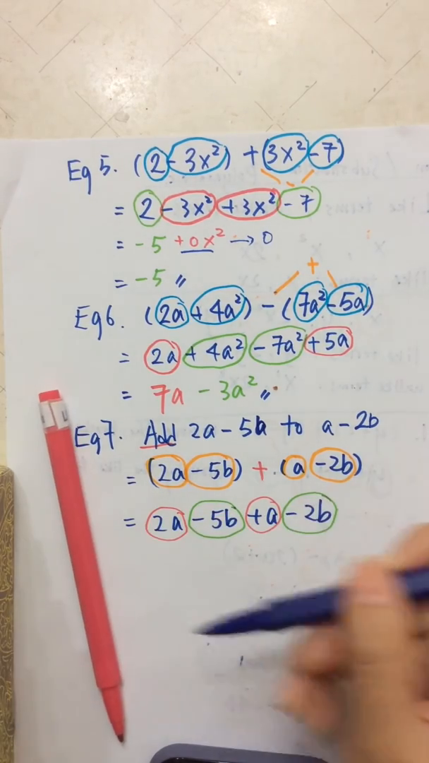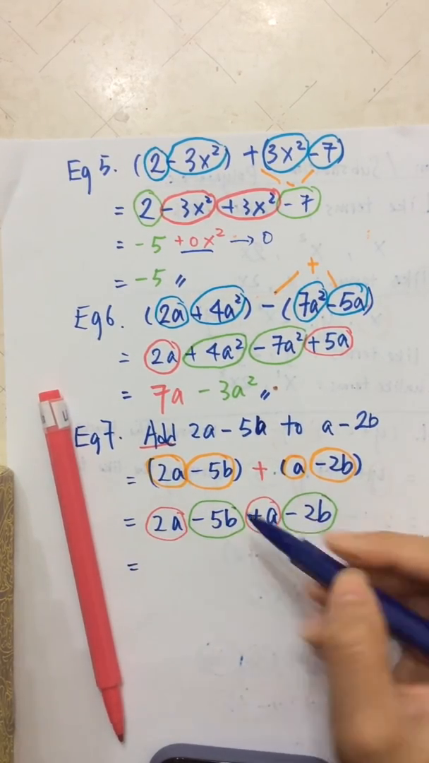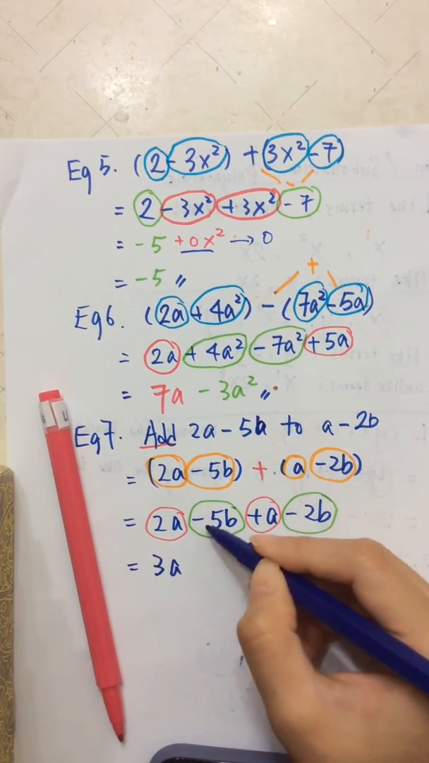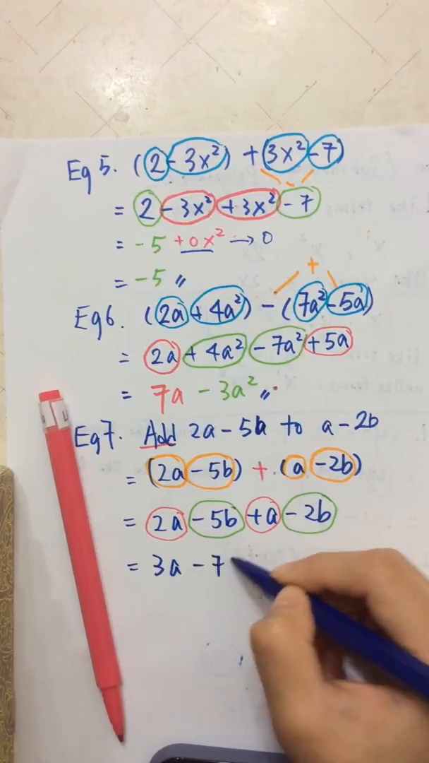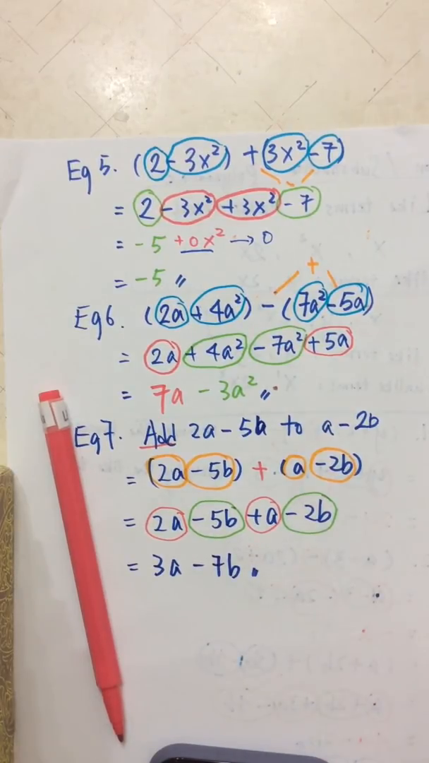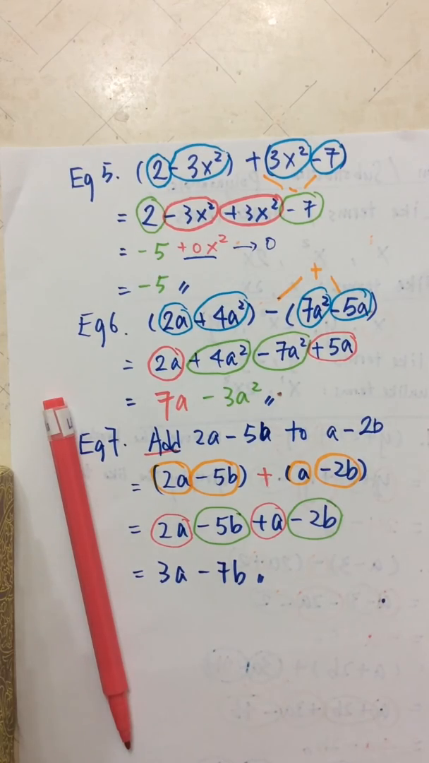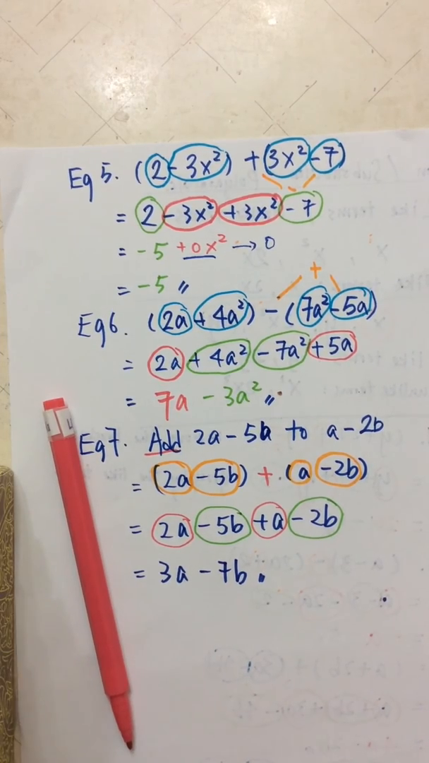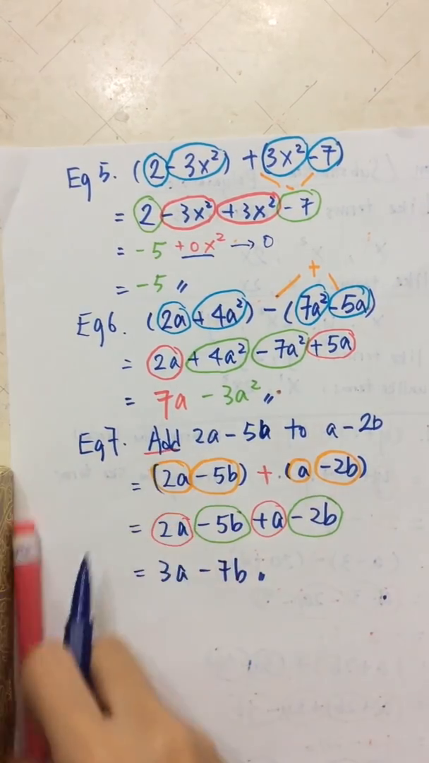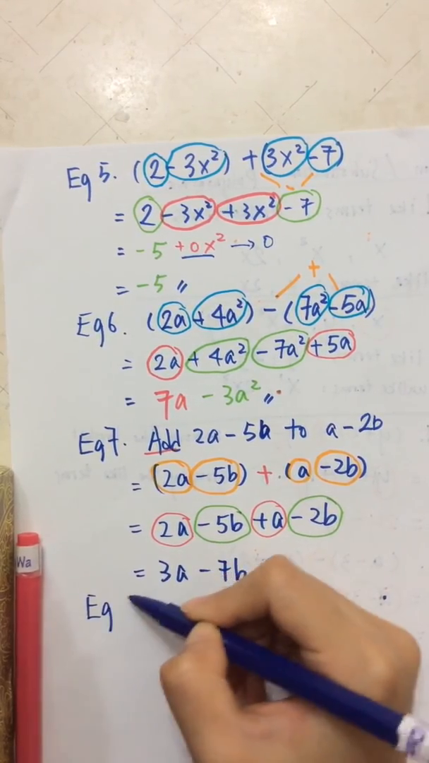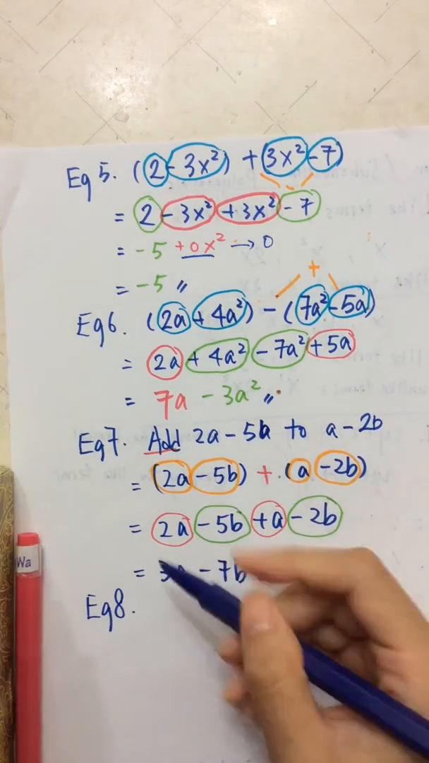So for the further calculation, you will get 3a, and then here is negative 7b. Negative 7b. I think you just need to know what it means by add, okay? And then there is other vocabulary you need to note. This is example 8. Example 8.